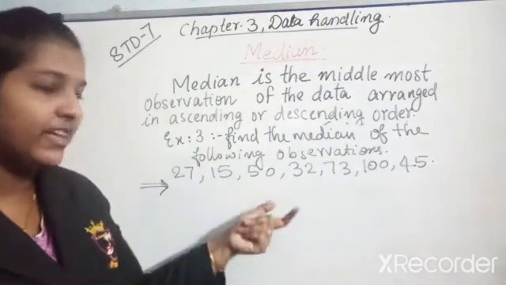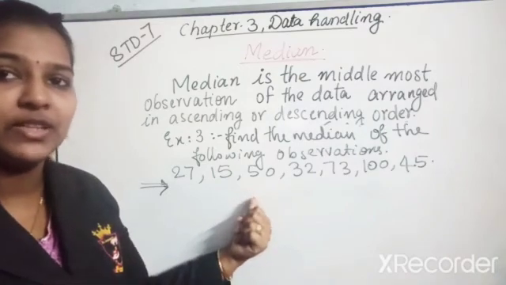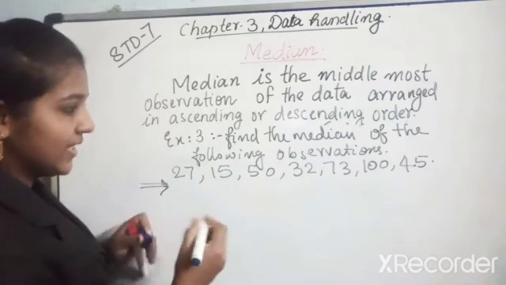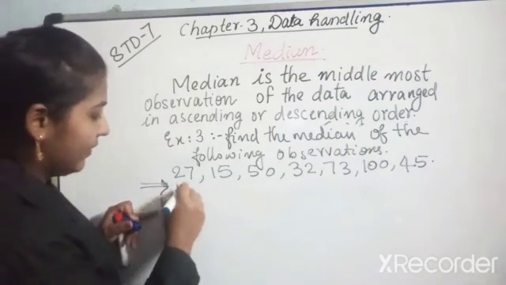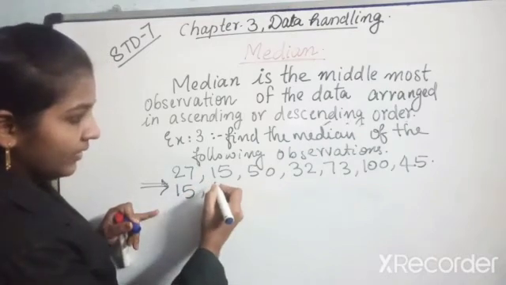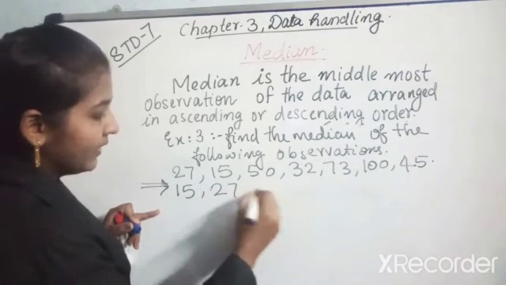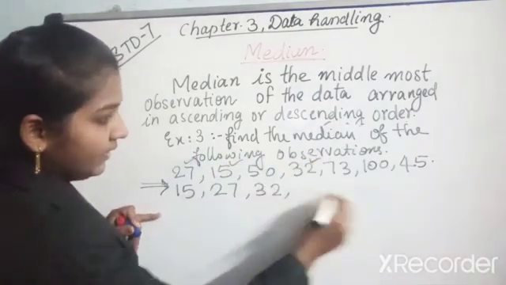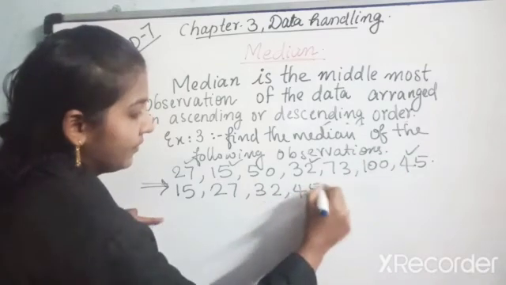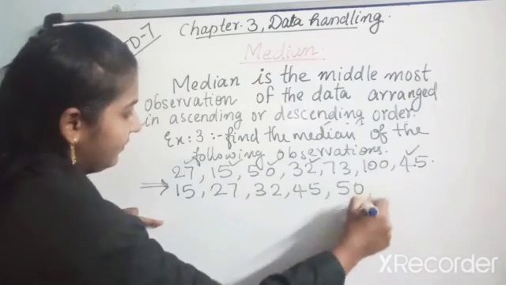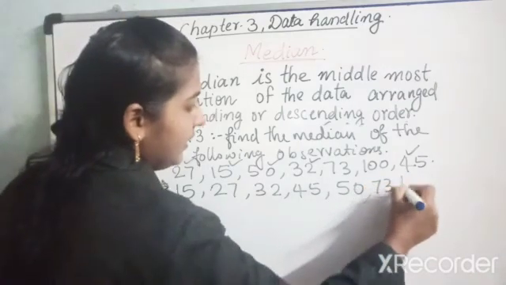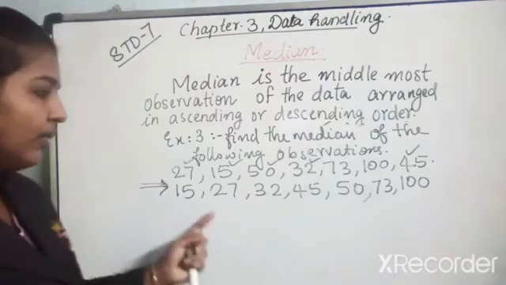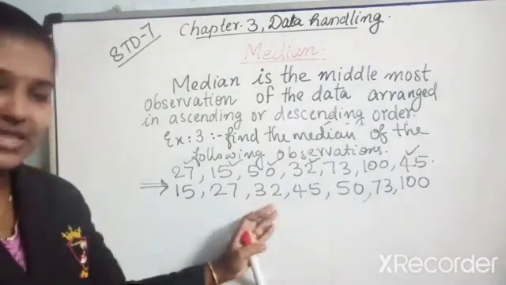But before finding that, you have to arrange the given observations in any order, descending or ascending order. So I am arranging it in ascending order. The first number will be 15, then 27, then 32, then 45, then 50, then 73 and 100. Okay, so now we have arranged the given observations in ascending order.